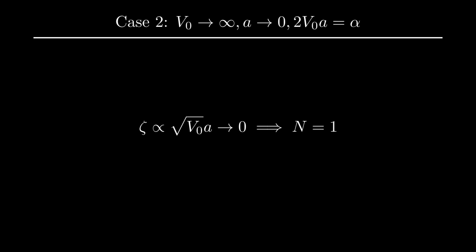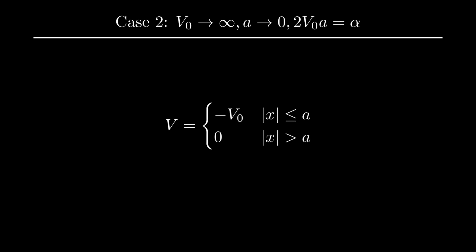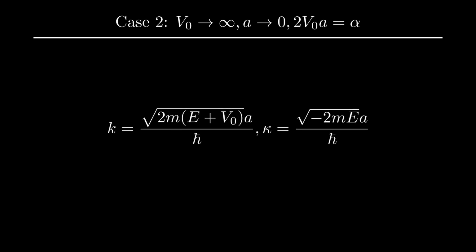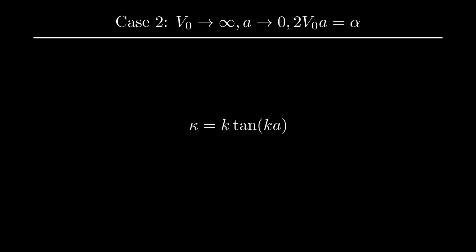With this in mind, I'm actually going to change our potential slightly by shifting it down by v0, giving us the following. This won't change the number of bound states or their structure, but it is necessary to properly approximate the ground state energy, as otherwise the growth of v0 will dominate the smaller terms. With this shifted potential, we now have to redefine kappa and k as follows. Nevertheless, we can still use the same transcendental relation between the two quantities as follows.